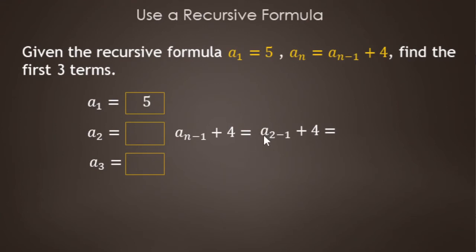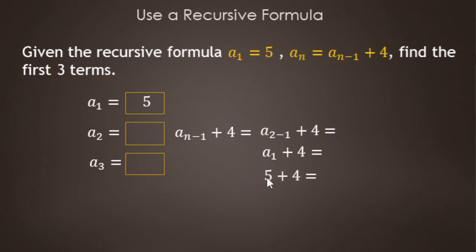So now we have a sub 2 minus 1 plus 4. Well, 2 minus 1, we know how to do that. That's called 1. Right? 2 minus 1 makes 1, plus 4. Now, in this case here, what was a1? Oh, well, it's right here, and it's also right here too, but that's 5.